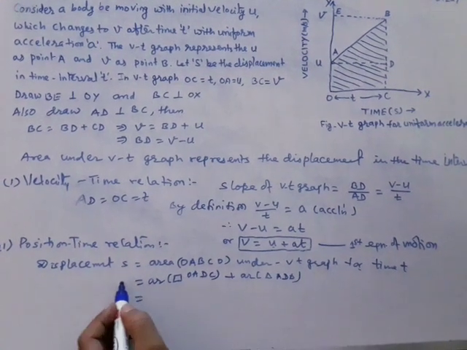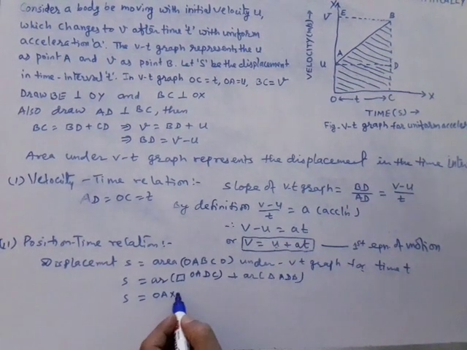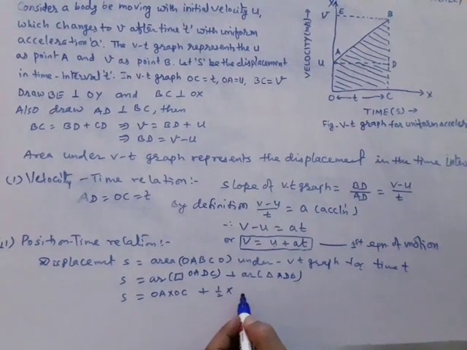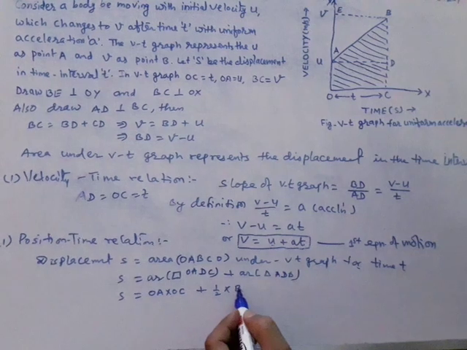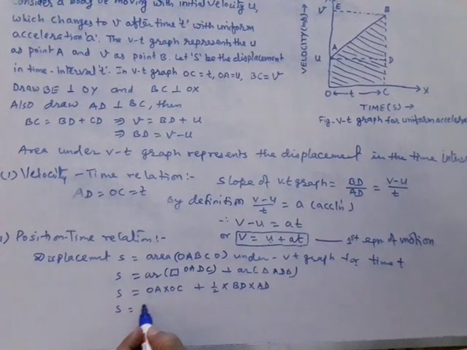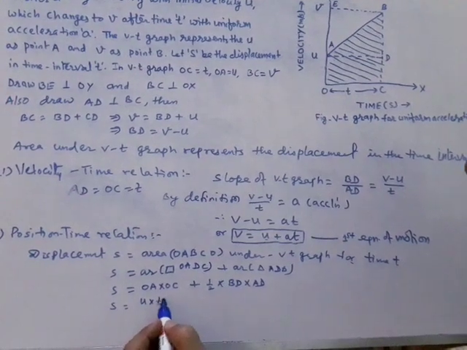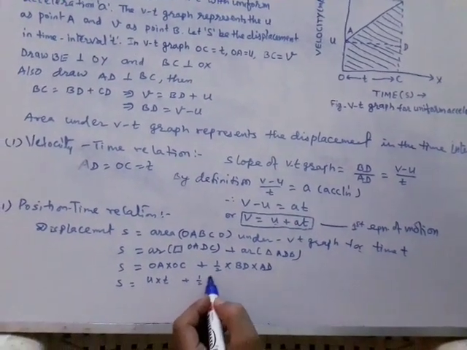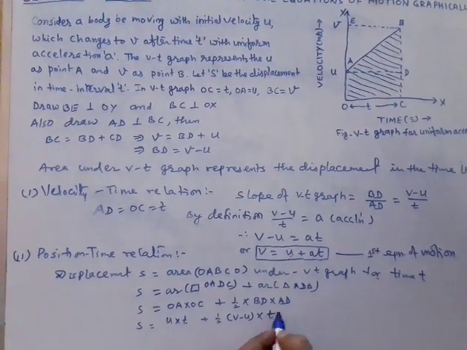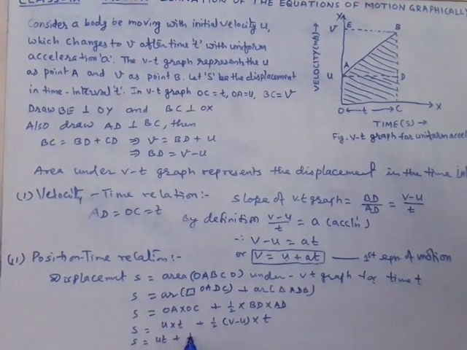Now this is displacement. Its value is OA into OC plus the area of the triangle, which is half into base into altitude. The altitude is BD and the base is AD. So S is equal to OA, which represents U, into OC, which represents time T, plus 1 by 2 into BD, which represents V minus U, into AD, which is equal to OC, that is T. So S is equal to UT plus half.